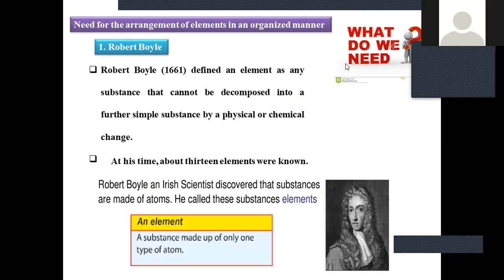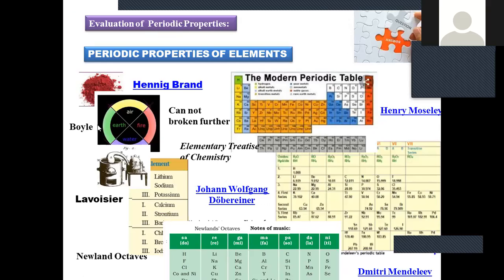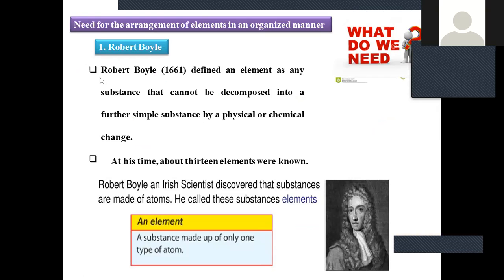So now let us move on to the various classifications provided by scientists in accordance with our academic textbook, right? Robert Boyle's classification, which we just saw, comes in second place. Robert Boyle in 1661 defined elements as substances that cannot be decomposed further. Those are the tiniest particles, and further fragmentation may not be possible, nor can they be simplified further by physical and chemical change.